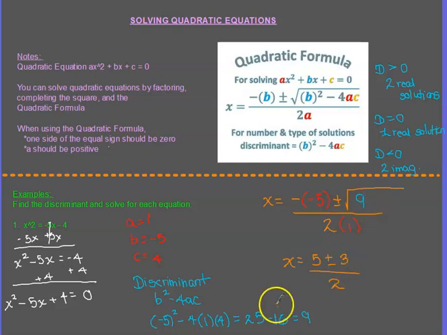So in the discriminant, we've already determined there's going to be two real solutions. So from here, the two solutions are going to be 5 plus 3. Make sure you solve that first and then divide by 2. And 5 minus 3 and divide by 2. So 5 plus 3 gives me 8. 8 over 2 would be 4. So there's one solution of x. And the other solution, 5 minus 3 is 2. 2 over 2 is 1.